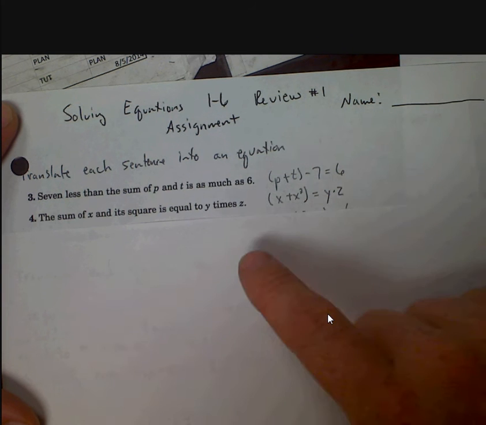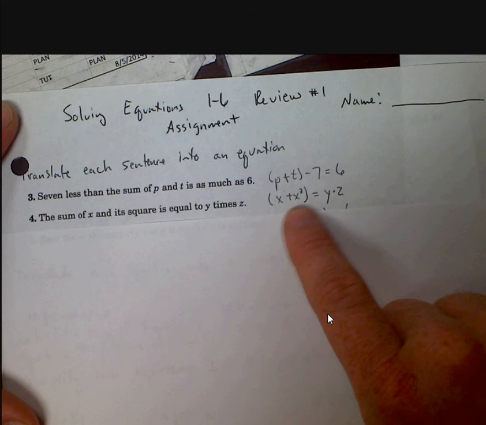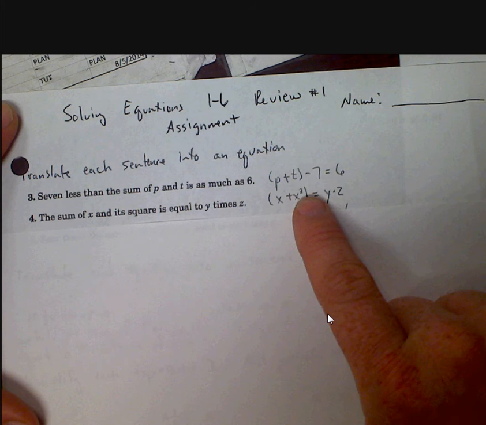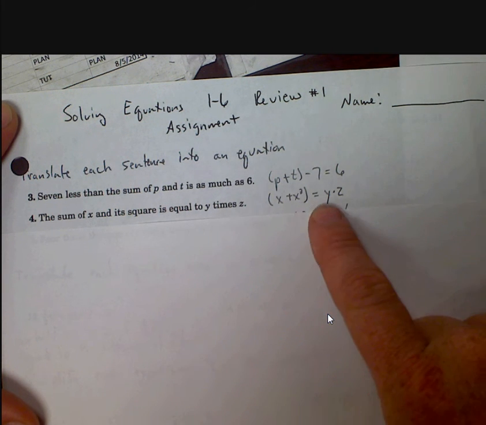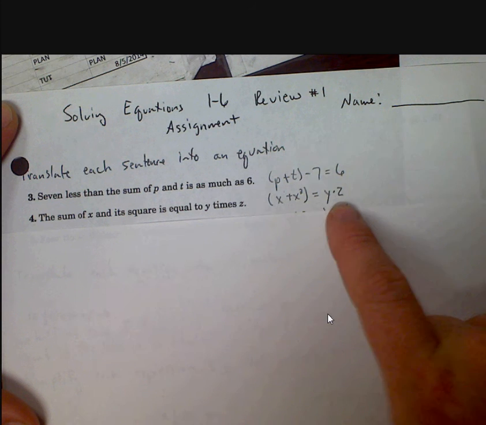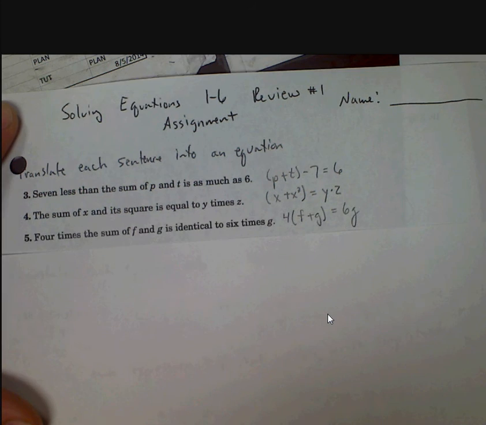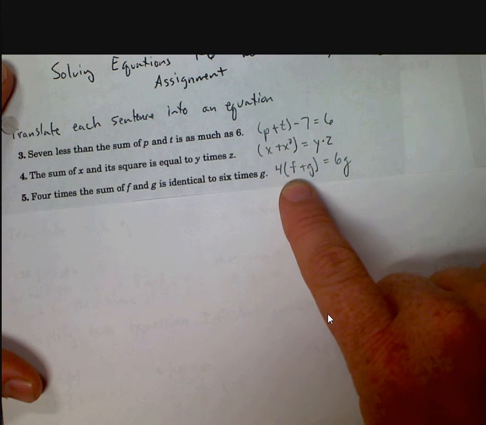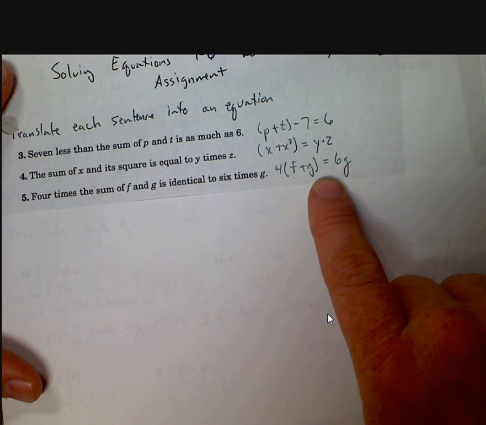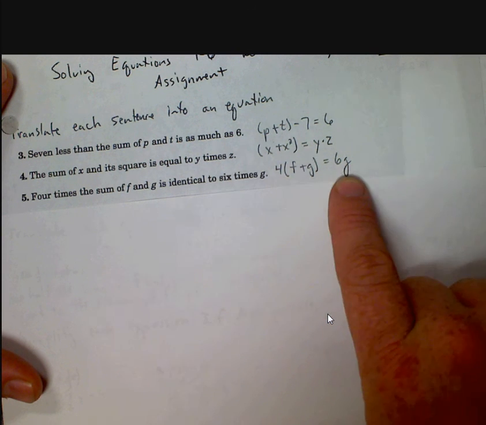The sum of x and its square, so x plus its square would be x squared. Sum is in parentheses, is equal to y times z. 4 times the sum of f and g is identical, so 4 times the sum, that's where we get our parentheses. 4 times parentheses f plus g is equal to 6 times g.